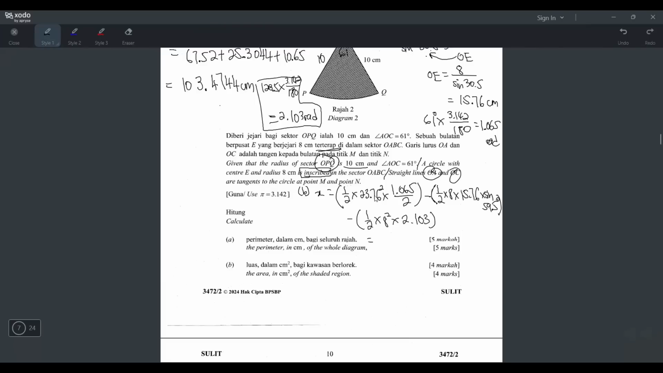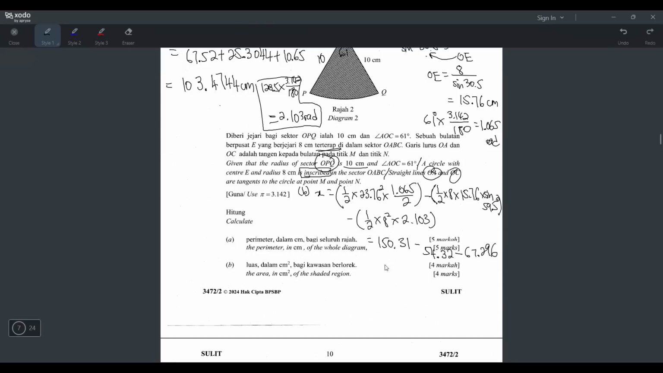So I will press 1 over 2, 0.5 times 23.76 squared times 1.065 divided by 2. Okay, wait for me. I'm pressing the calculator. Okay, I get 150.31. Actually, it has many decimal places, so I just write 2 decimal places. Minus this one, okay, 8 divided by 2 is 4, times 15.76 times sine 59.5. Okay, I got 54.32. Okay, if I write in 4 significant figures, this is the answer. Minus again, okay, let me press 32 times 2.103. Okay, I got 67.296.